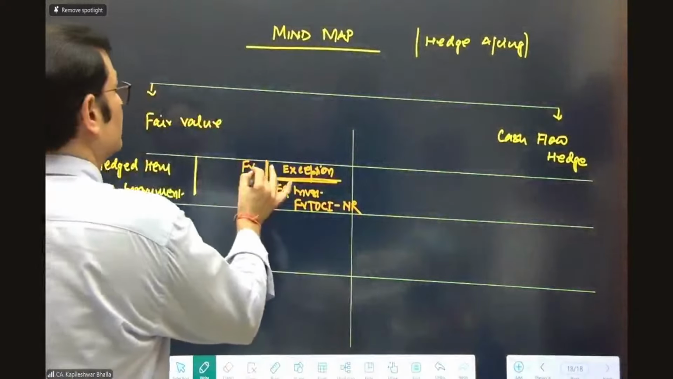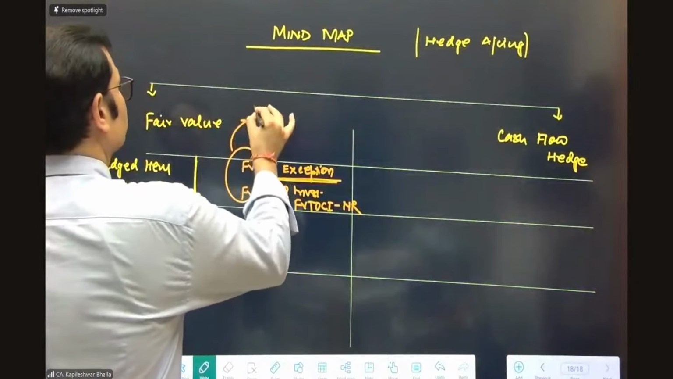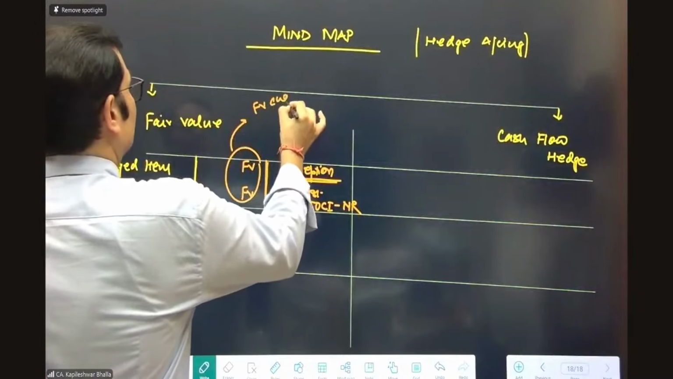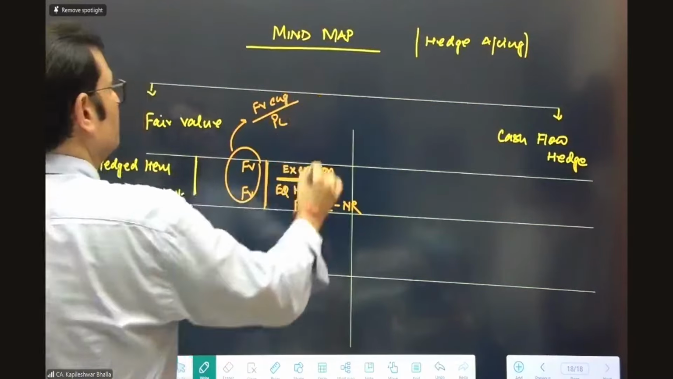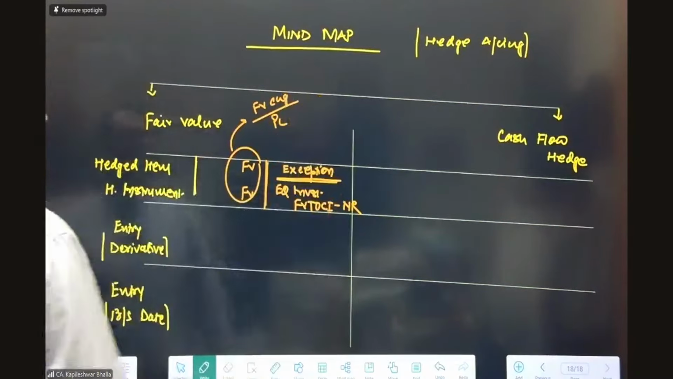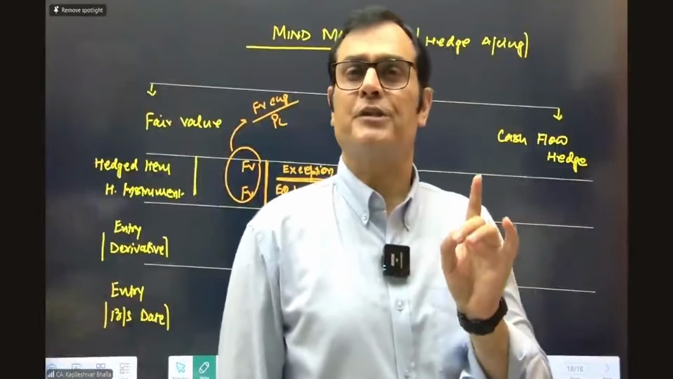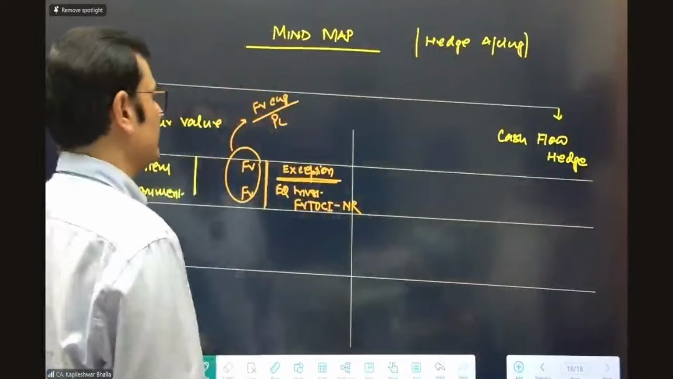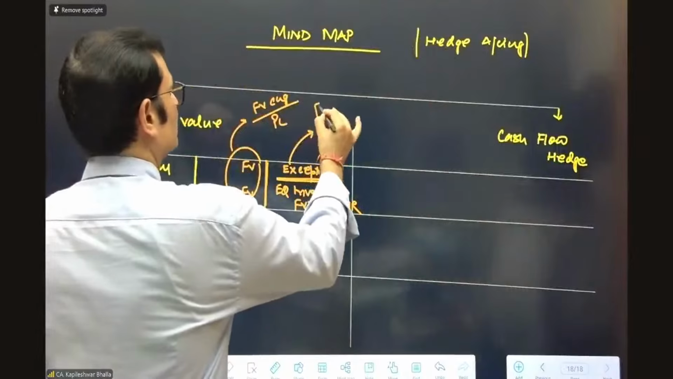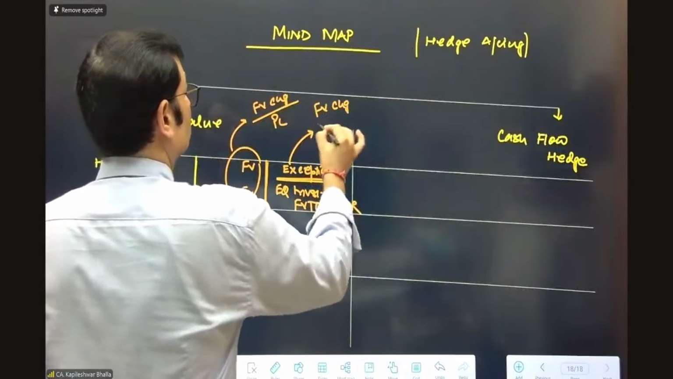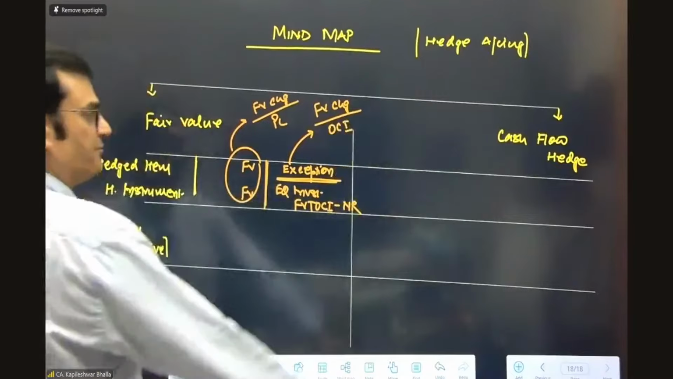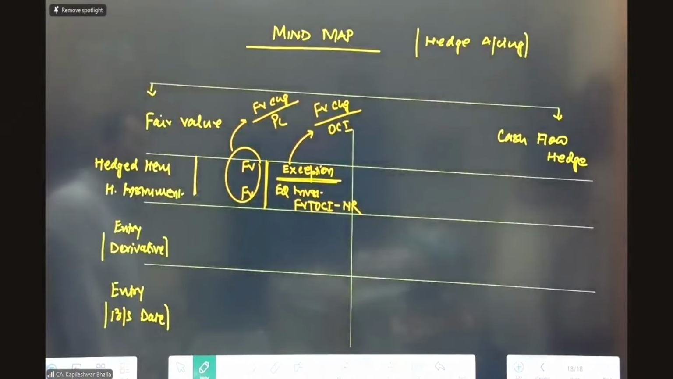So in these cases, the fair value changes are all captured in the P&L. The fair value changes of the item and the fair value changes of the instrument, both are taken at fair value and the changes are taken in the P&L. And this is the exception where the fair value changes are taken in OCI, right? So this is one input.